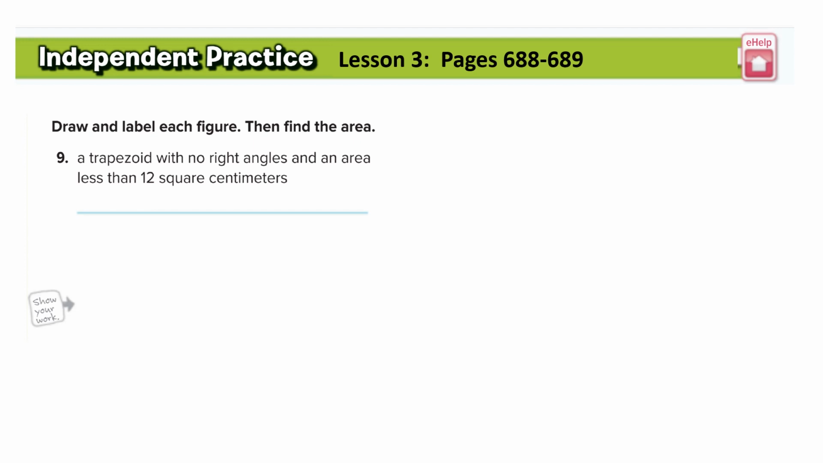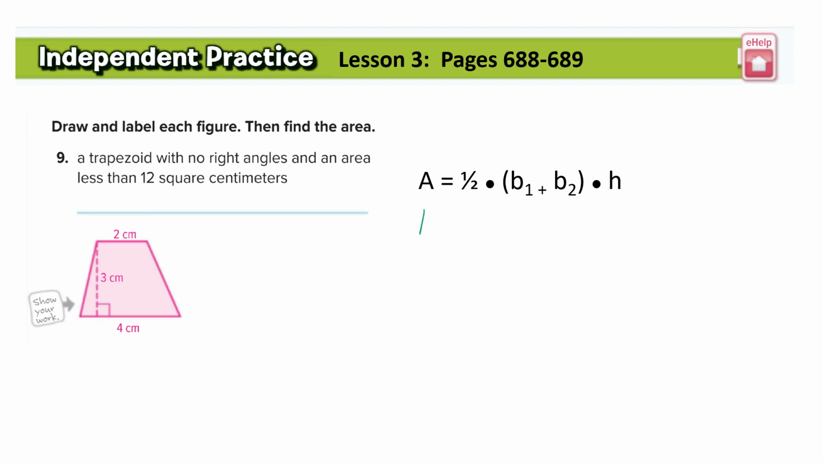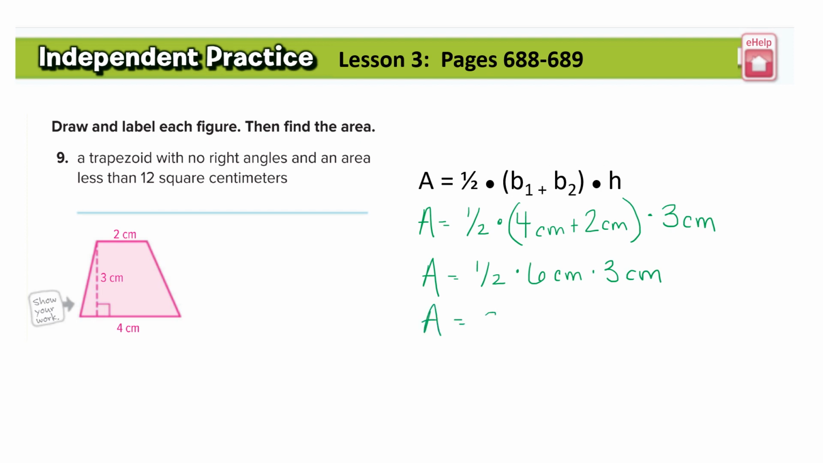Question number 9. Draw and label each figure, then find the area. So they want us to draw a trapezoid with no right angles and an area less than 12 square centimeters. Now, your answers might vary, so this is just an example answer. Okay, so here's our formula. And if I plug in my numbers, I will have area equals 1/2 times 4 centimeters plus 2 centimeters times 3 centimeters. So the area equals 1/2 times 6 centimeters times 3 centimeters. So the area equals 3 centimeters times 3 centimeters. So the area equals 9 centimeters squared. And that is less than 12 square centimeters.